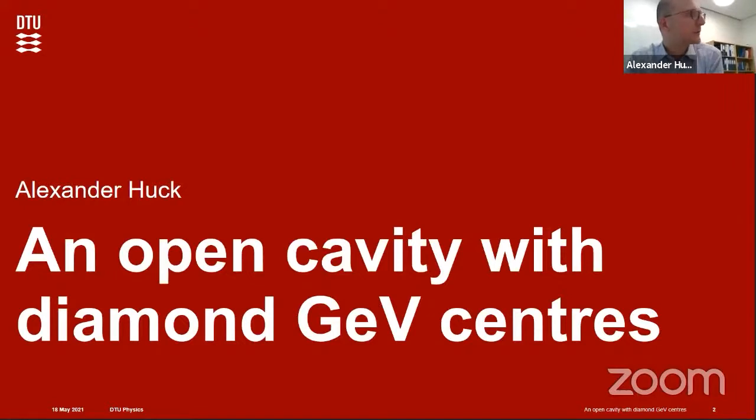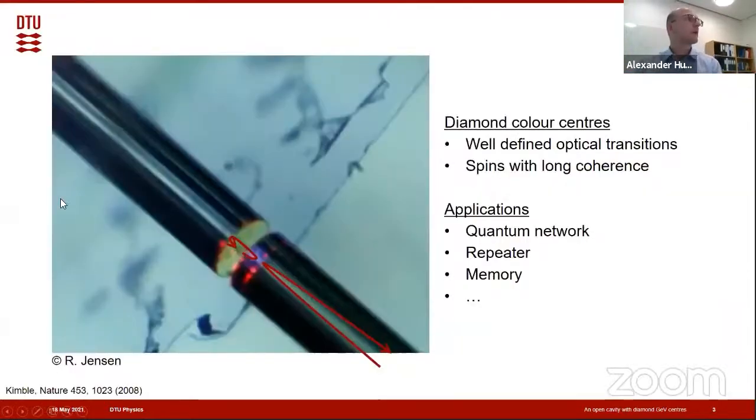Talk about our projects and activities, which is on interfacing germanium vacancy centers environment with an open cavity system. And so I would like to, now here we go.